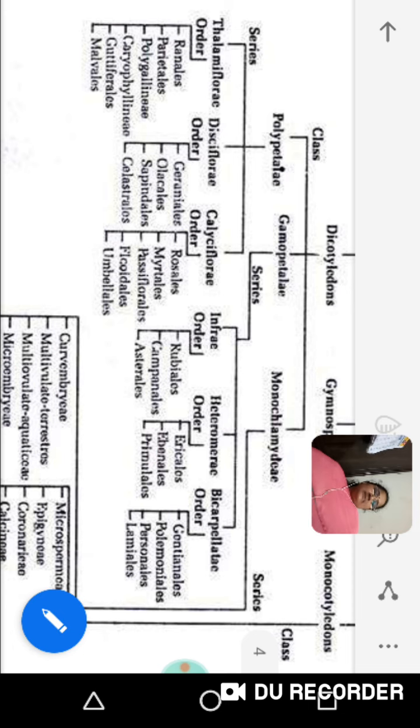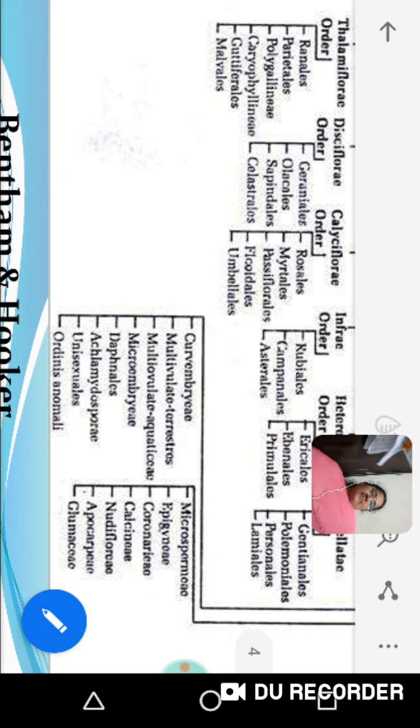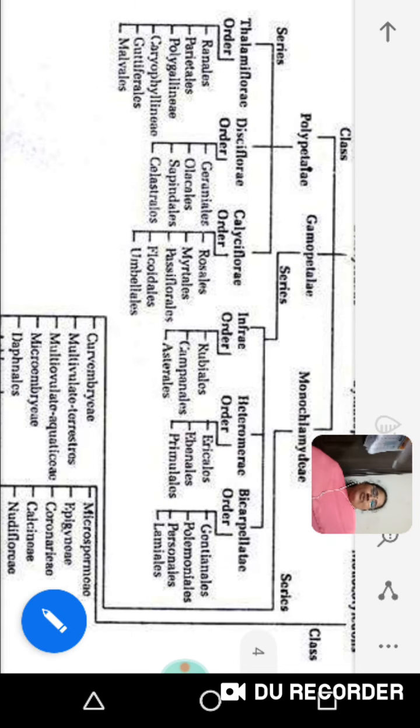And then subclass Gamopetalae is again divided into 3 series, namely Inferae, Heteromerae, and Bicarpellatae. Inferae consists of 3 orders, Heteromerae consists of 3 orders, and Bicarpellatae consists of 4 orders. And subclass Monoclamidae is directly divided into 8 series.